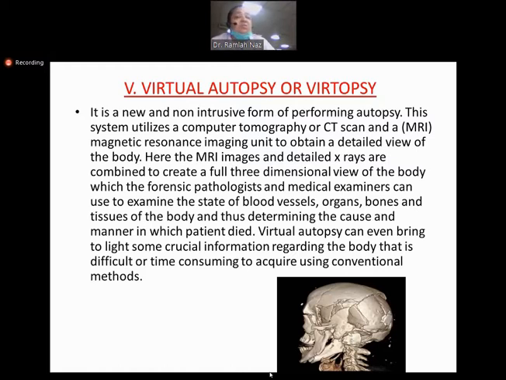In cases in which the patient died, virtual autopsy can bring to light crucial information regarding the body that is difficult or time consuming to acquire using the conventional method. Because in the conventional method you have to intervene, or you have to go through the whole entire body in depth and study each and every single viscera to conclude your diagnosis, or to make your diagnosis at 100%.